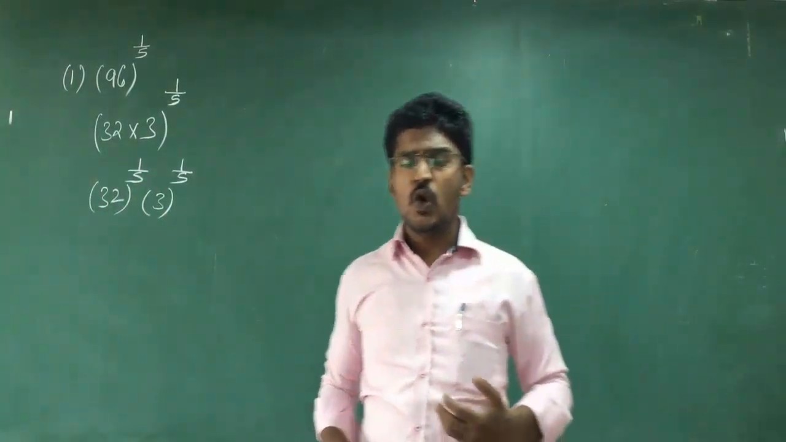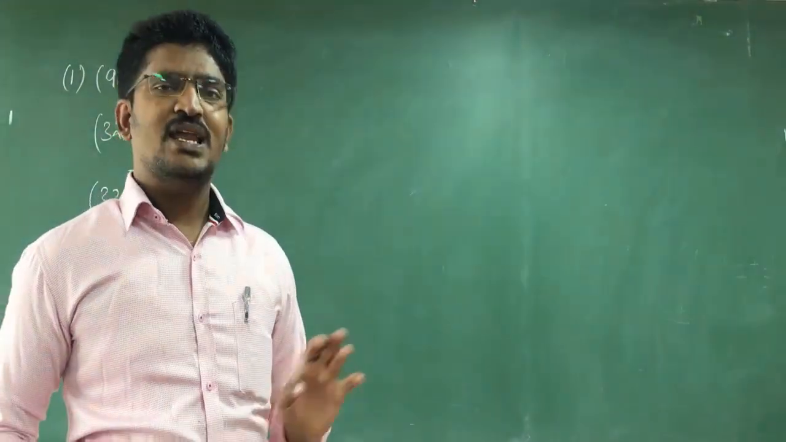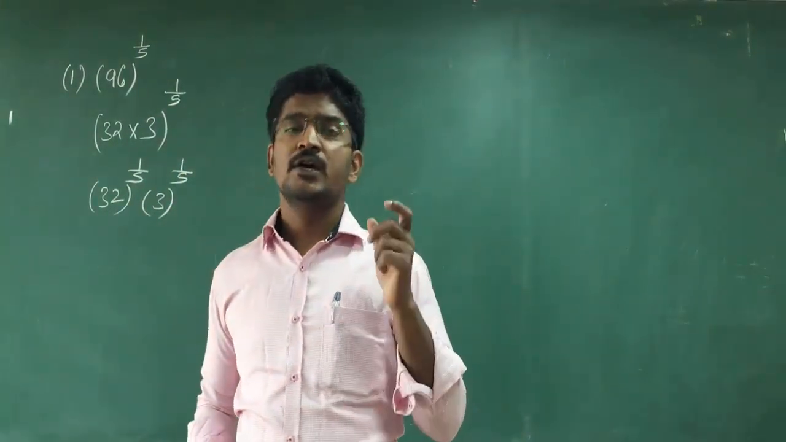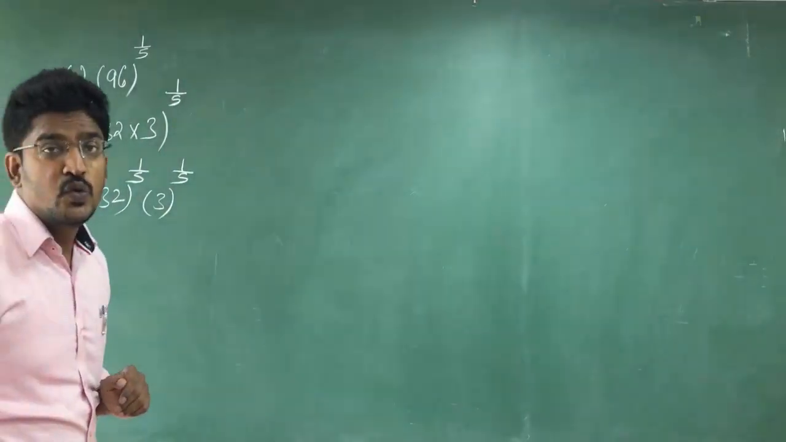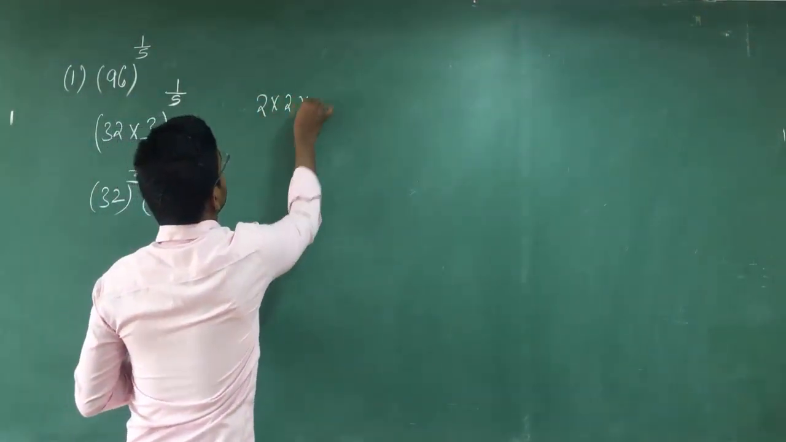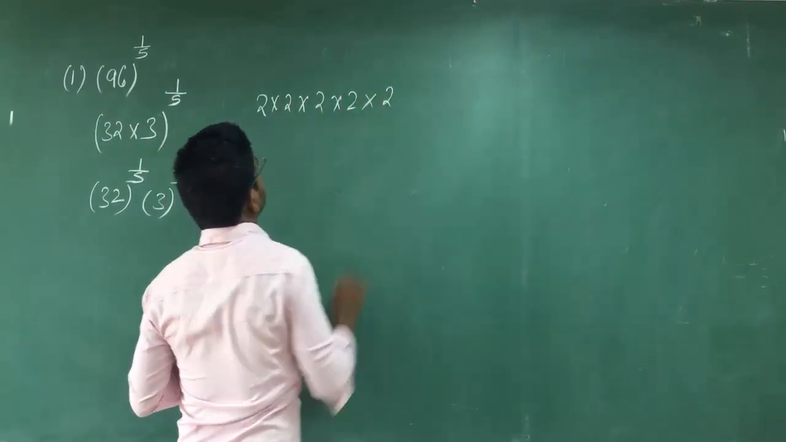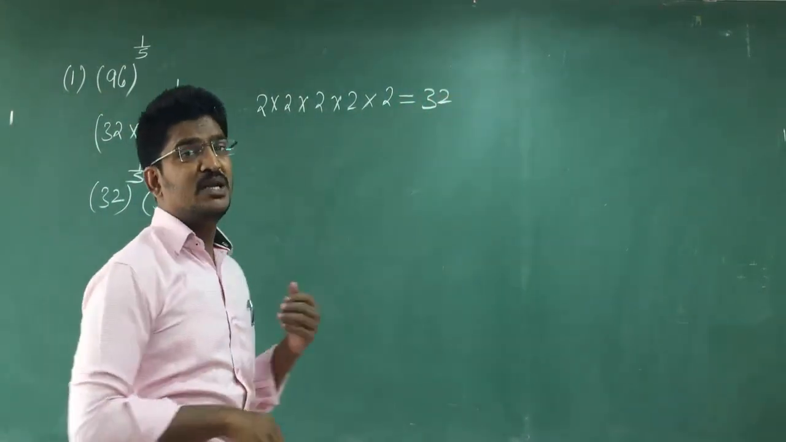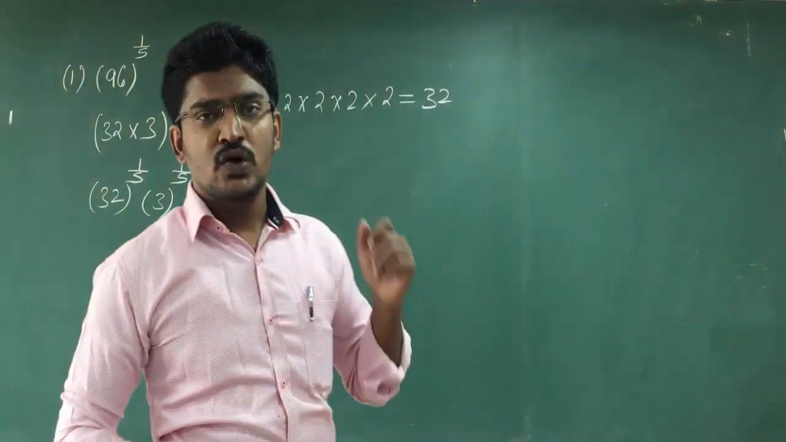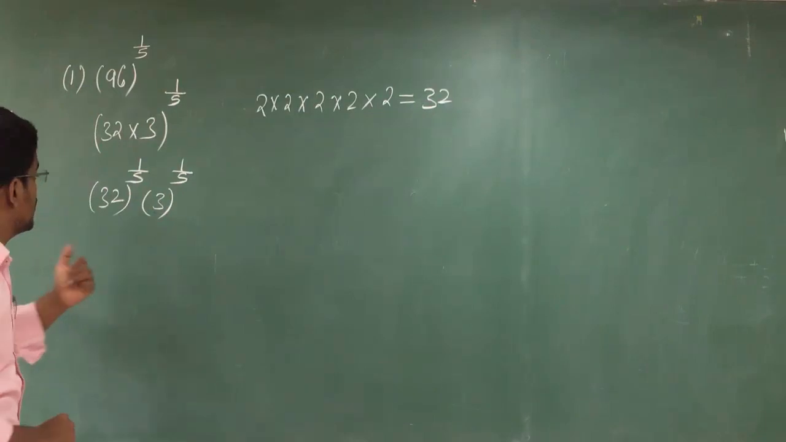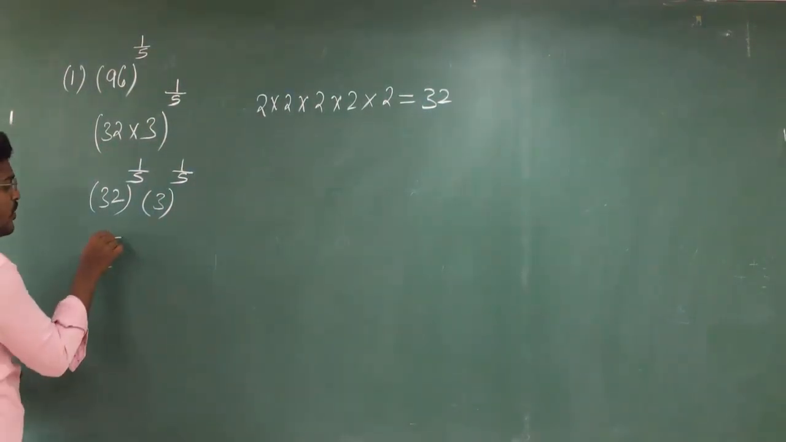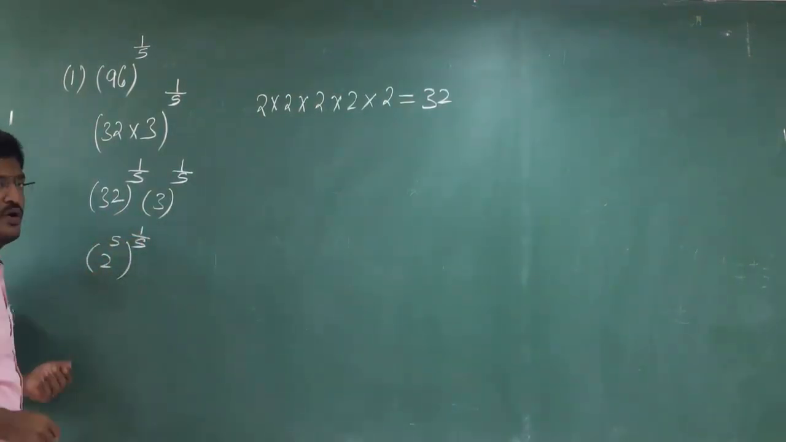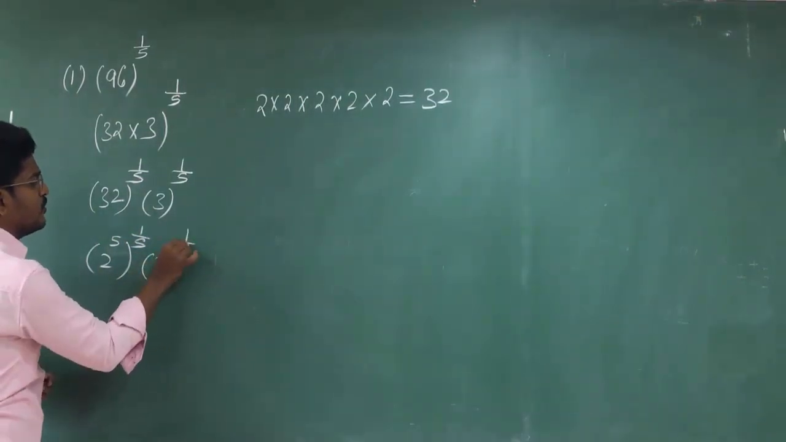So now you must know the multiples of 32. No problem with 3. Or you must know the prime factorization of 32. If you know it, you all know that if 2 is multiplied 5 times, it is going to be equal to 32. So I will use that here. I will write 32 as 2 to the power of 5, whole to the power of 1 by 5, and I will write 3 to the power of 1 by 5.